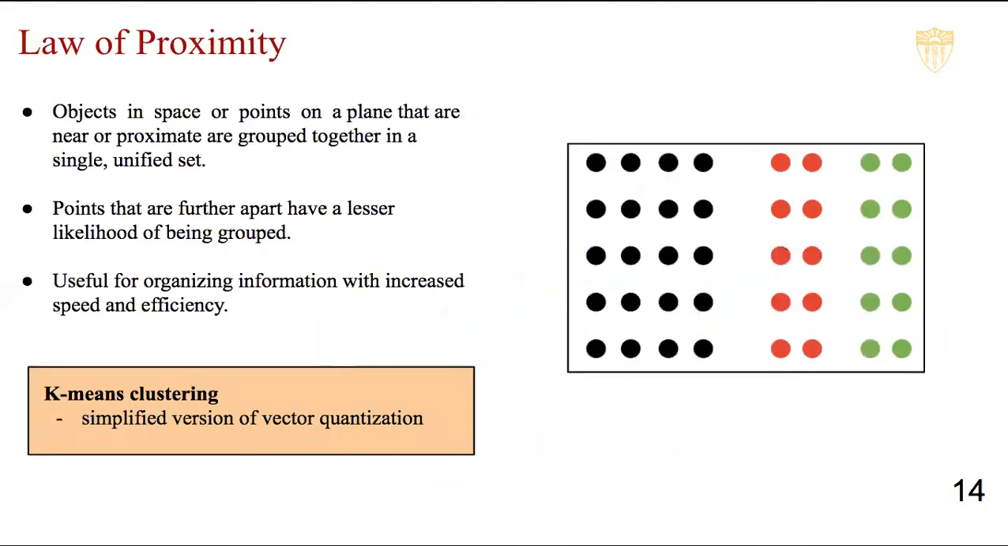Law of proximity. This law groups together objects in space or points on a plane that are near or proximate to each other. This is illustrated in the image on the right, where 3 separate groups of points emerge in black, red, and green based on their closeness. Since the notion of proximity is to associate observed points by measurement of Euclidean distance, then a standard unsupervised algorithm such as k-means clustering proves to be sufficient for revealing the underlying data structure in this way.